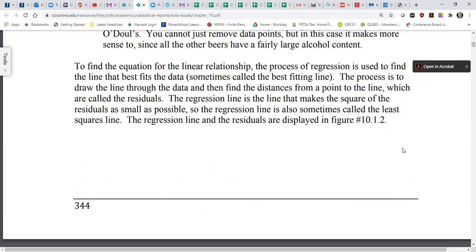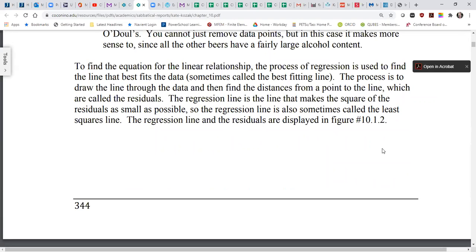The process is to draw the line through the data and then find the distances from each point to the line, which are called the residuals. The regression line is the line that makes the sum of the squares of the residuals as small as possible. So the regression line is also sometimes called the least squares line.